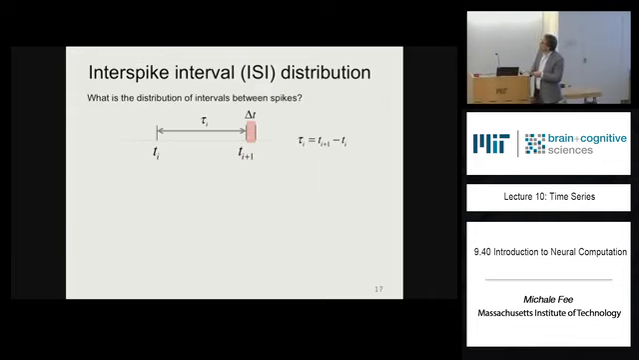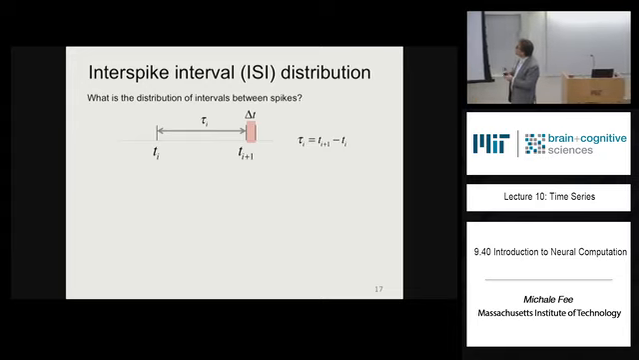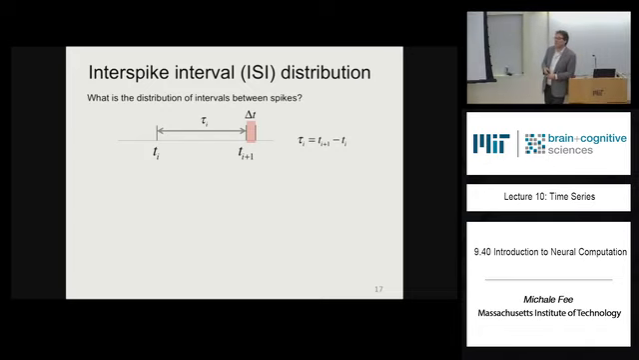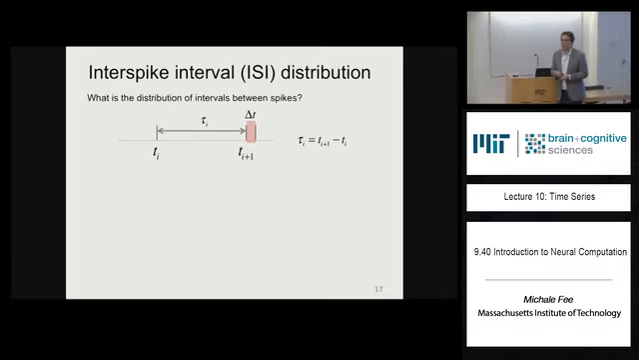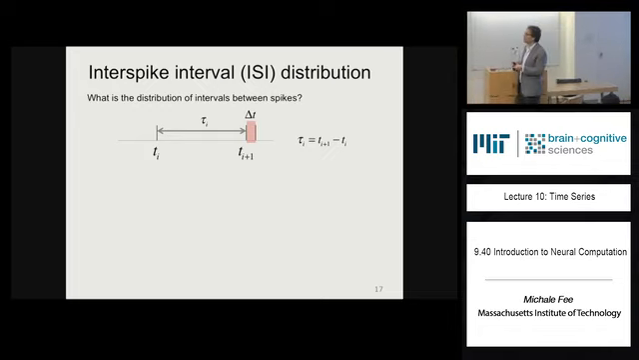Okay, let me tell you about one other measure called the interspike interval distribution. Basically, the interspike interval distribution is the distribution of times between spikes. Okay, and I'm just going to show you what that looks like in the Poisson process, and then briefly describe what that looks like for real neurons.